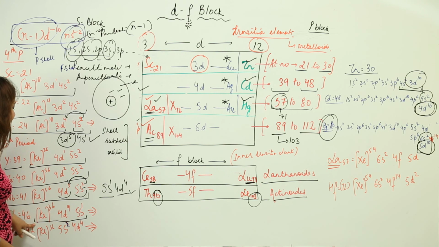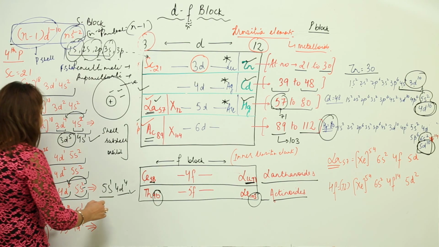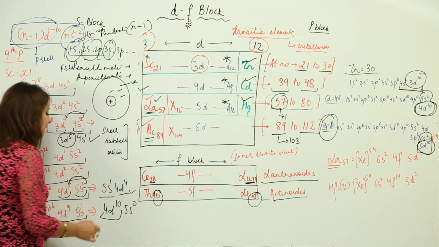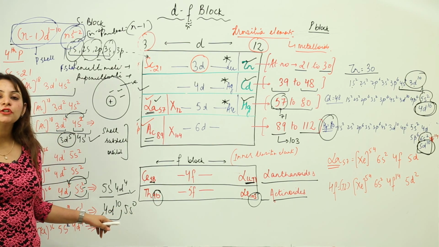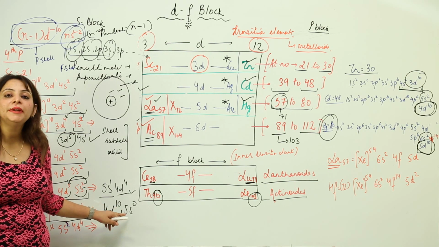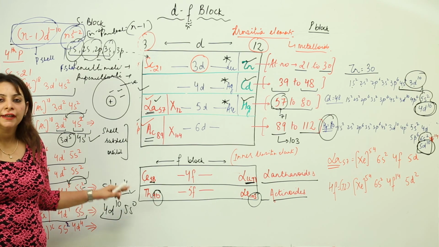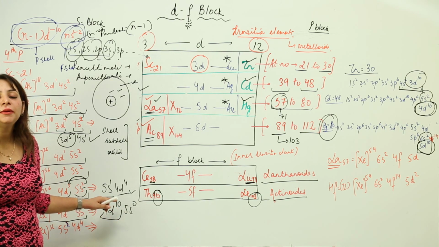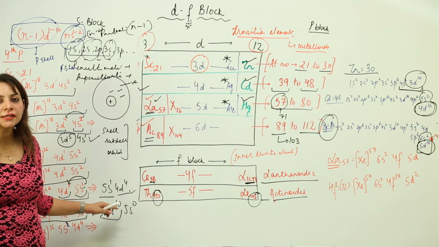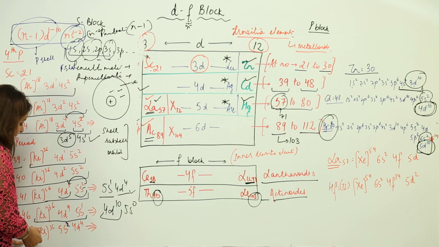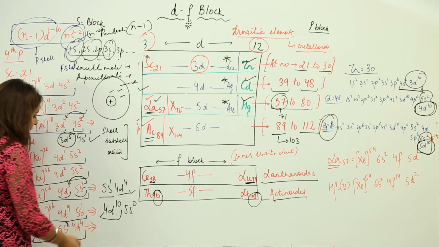But as you can see, if we shift the electron from 5s to 4d, it will become 4d10 and 5s0. So this configuration can actually make the element stable, because 4d has completely filled electrons, which imparts stability to an element, because we know that completely filled or half filled orbitals are more stable.